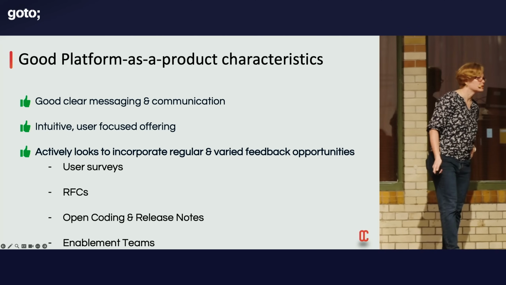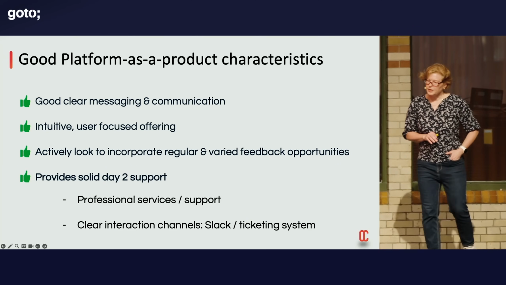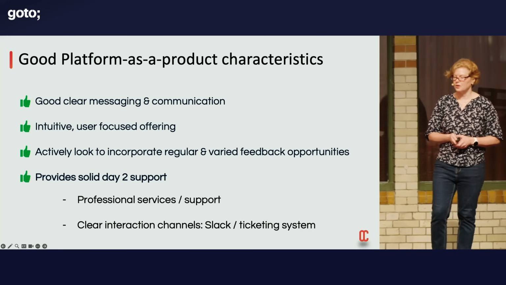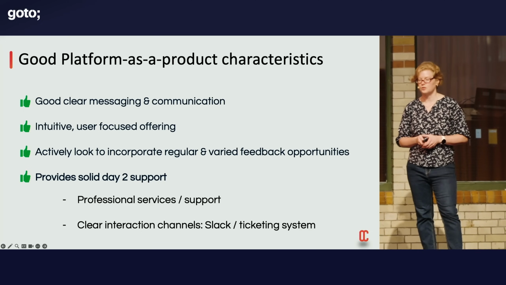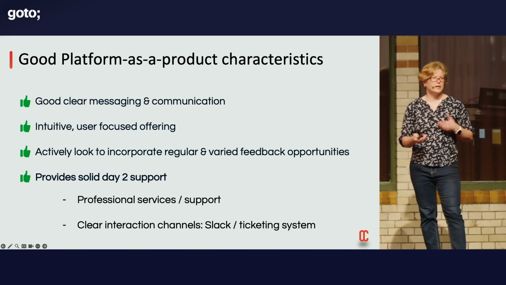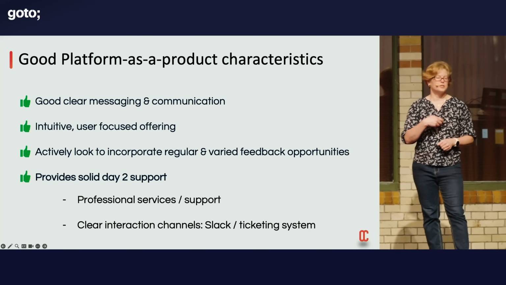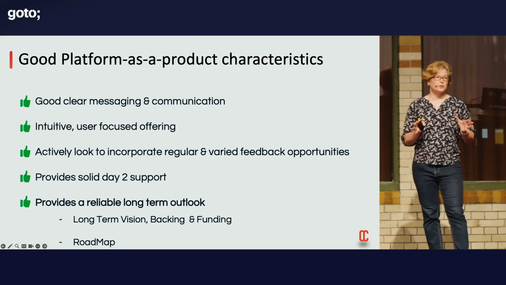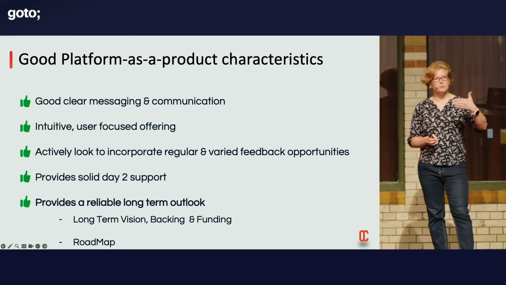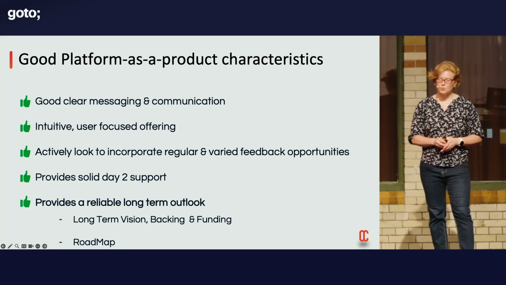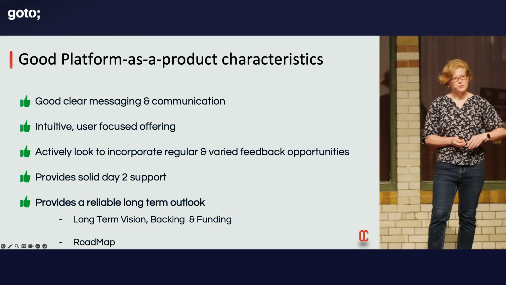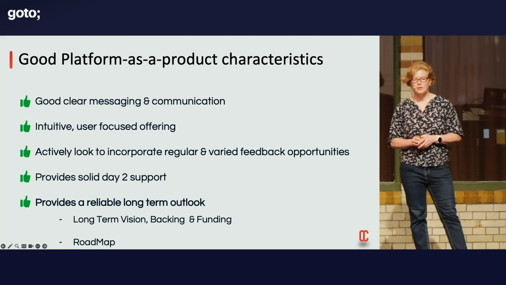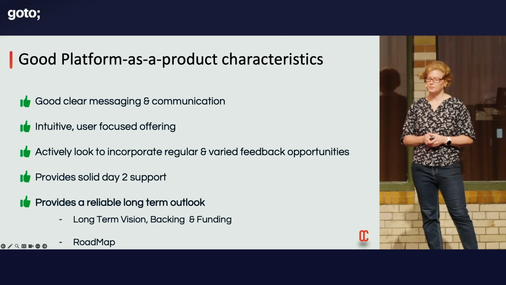Another thing is using enablement teams, providing solid day two support. So making sure you have the professional services and the support available for them, making it really clear how you interact with the team: are there Slack channels, is there a ticketing system, how do we do this? And as I said before, making sure that you have a platform that has a reliable long-term outlook. With the ones that are really successful, there is executive C-level buy-in. They also understand the vision. There is backing and funding for it, and you can see what's coming up.